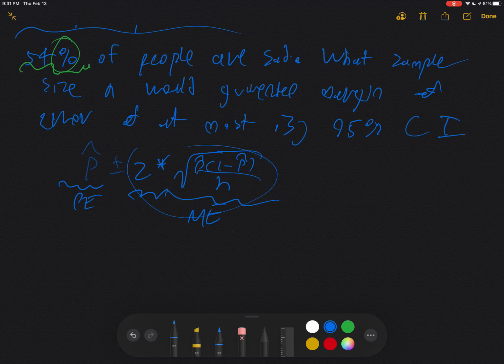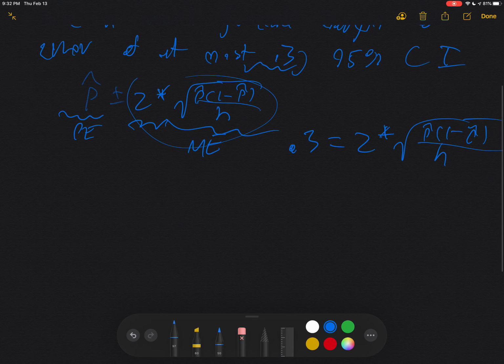So we need to set 0.3, since it needs to be at most 0.3. We don't want anything less than 0.3. So 0.3 is equal to our margin of error, which is z star times the square root of p hat times 1 minus p hat over n. From here, we need to solve for n, so we need to find some values and plug them in.